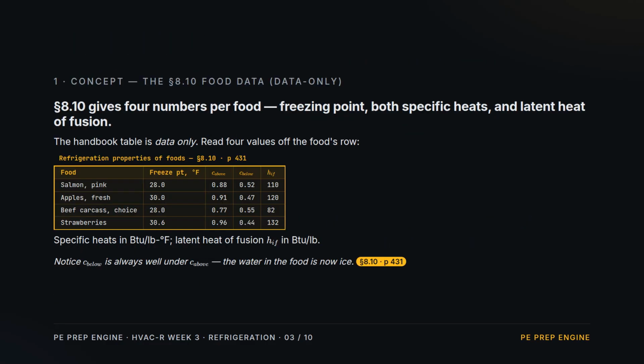Concept 2. The food data. The handbook table is purely data. For each food, you read its initial freezing point, a specific heat above freezing, a specific heat below freezing, and a latent heat of fusion. Pink salmon freezes at 28, with specific heats of 0.88 and 0.52, and a latent heat of 110. There's no equation on the page, just these 4 numbers per food.